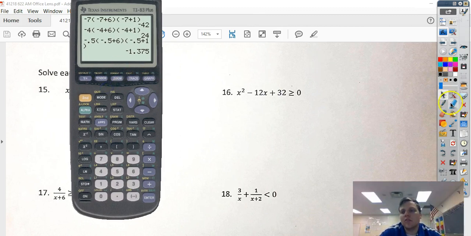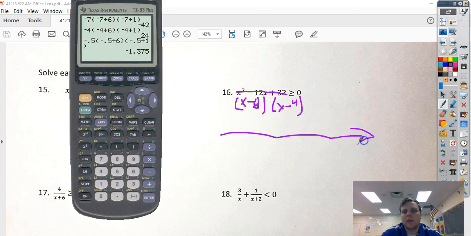You need to get your zeros, so you're going to have to factor first. So this factors to x minus 8, x minus 4, which is 8 and 4. So your zeros are 8 and 4. So I'm going to set that up on a number line. Y'all like how beautiful my number line is there? So there's a 4, there's an 8.